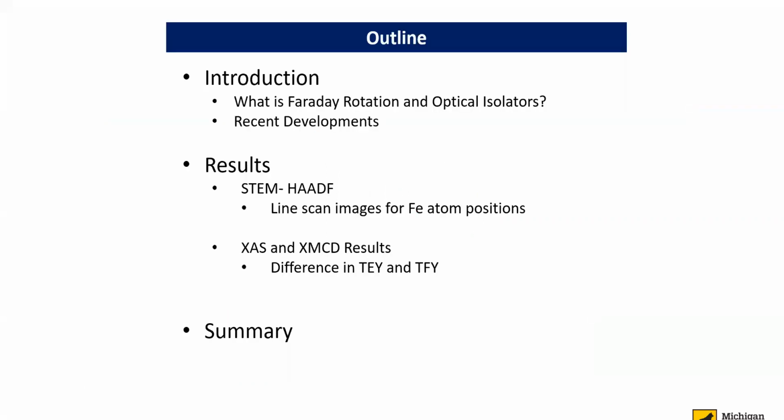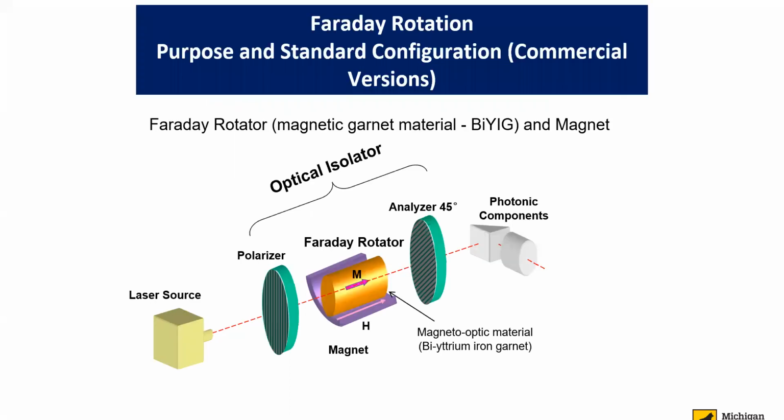Hello, everyone. Today, I will be talking about boosting optical non-reciprocity, a surface reconstruction phenomenon in iron garnets. I'll go through briefly what Faraday rotation is and its use in optical isolators, and some of its recent developments in the past. Further, I will discuss our recent analysis from our STEM and XMCD XAS measurements, ending with a summary. So let's get started. Faraday rotation is a magneto-optical property. What it means is this property is activated only when light passes through a magneto-optic material in a magnetic field.